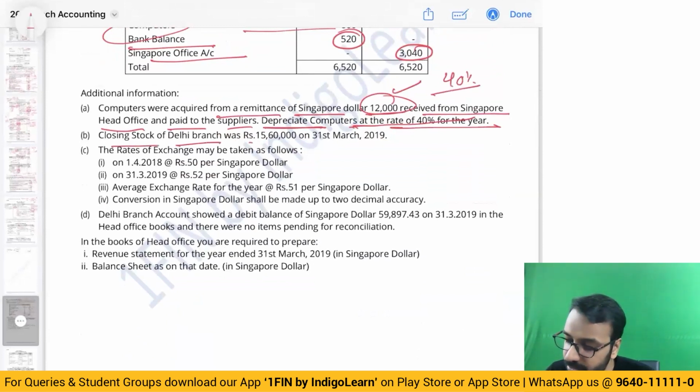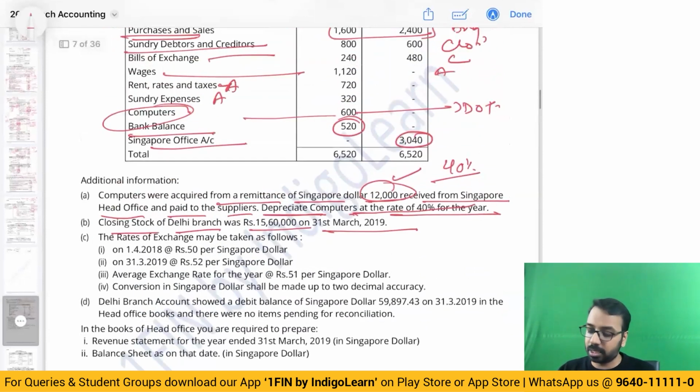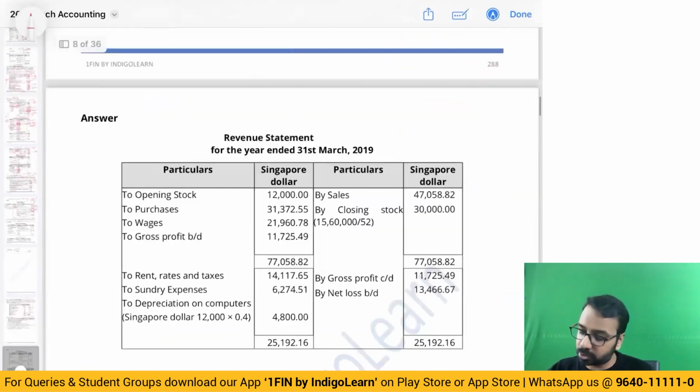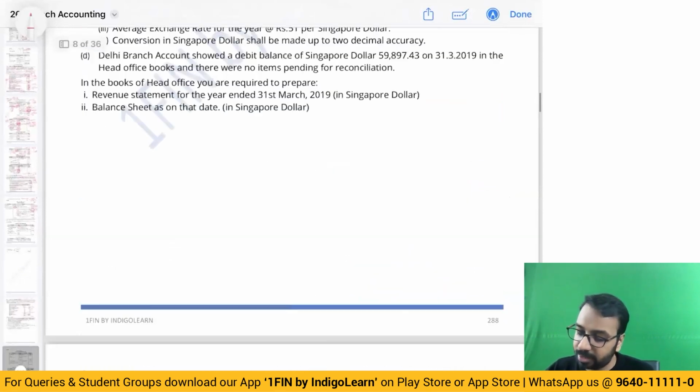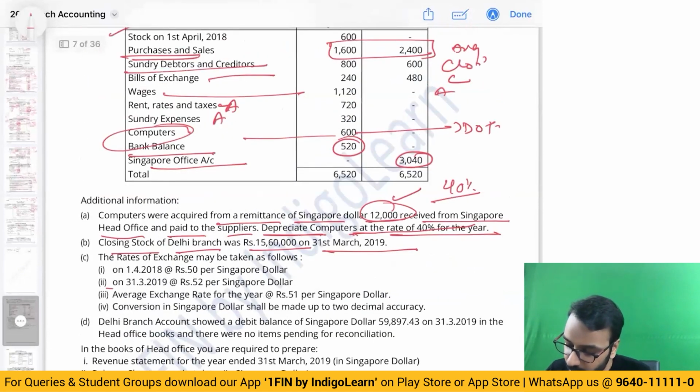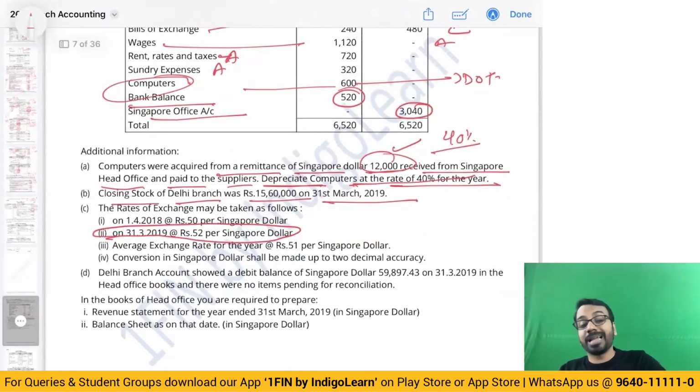Closing stock of Delhi was 1560 on 31st March 2019. So that is the closing stock. So closing stock 1560, and we'll take the closing rate of 31st March, 52. Then now you may have a doubt, sir, why don't we take the average rate? As I told you, the closing inventory comprises multiple different parameters. Unless they tell us the details of the various transaction dates, we cannot do it, and hence we have taken the closing rate directly, assuming that is the date on which we have determined the NRV.